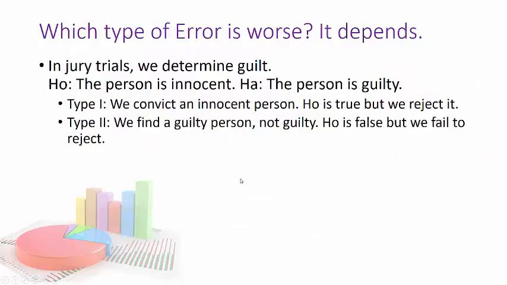All right, which type of error is worse? Well, it depends. In jury trials, we try to minimize convicting innocent people. So we would say that in the U.S. criminal court system, type 1 errors are considered the worst error. That is convicting someone who's innocent of a crime they didn't commit.